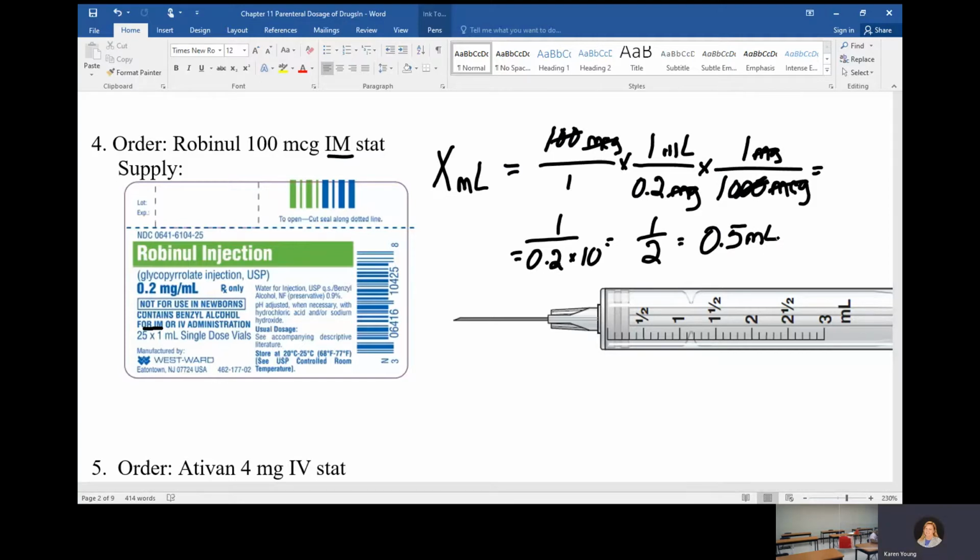Injections are always written in decimals. Tablets can be written in fraction form, and injectables are always written as decimals. So it's 0.5. Am I going to go to the 1/2, right? Or am I going to go to the 1 and 1/2? Just the 1/2.